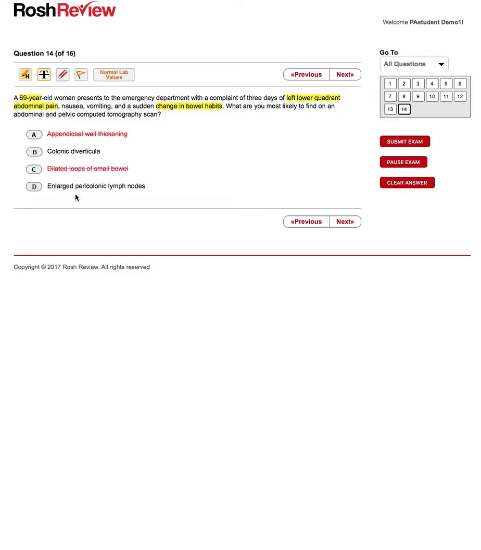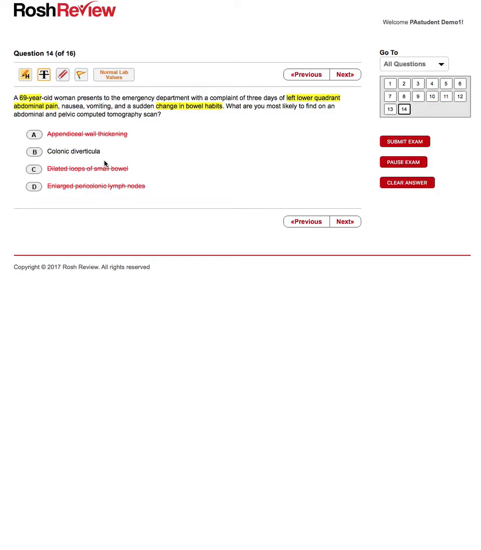And then we have enlarged pericolonic lymph nodes. Pericolonic lymph nodes are typically associated with, let's say, a colon cancer. And while colon cancer can be associated with a change in bowel habits, this came on suddenly, and there is left lower quadrant pain that is sudden here as well. So it is not the most likely finding.